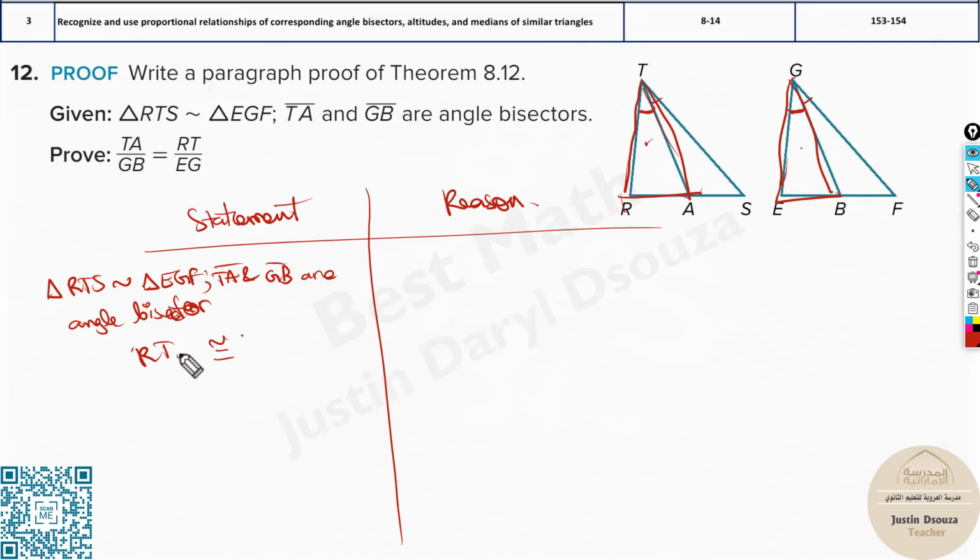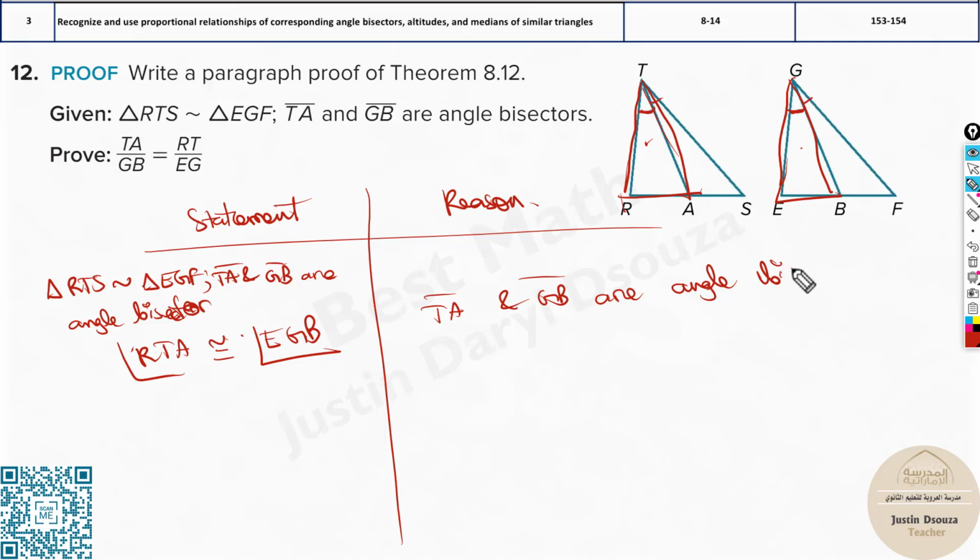Angle RTA is similar to angle EGB. I hope this is clear. RTA and EGB, they have given. Why? Because TA and GB are angle bisectors. The reason can be written as: the line segments TA and GB are angle bisectors. Now that is done.